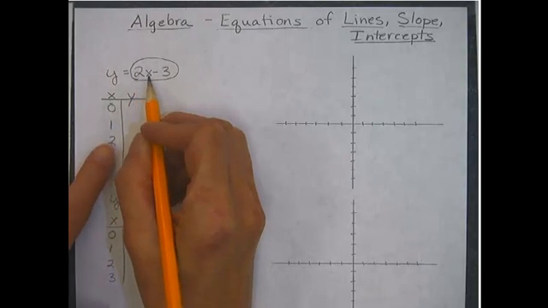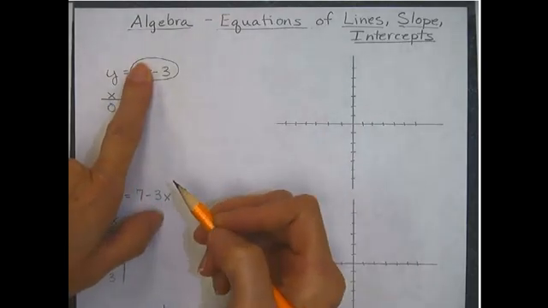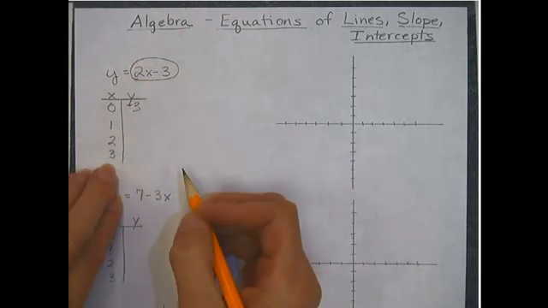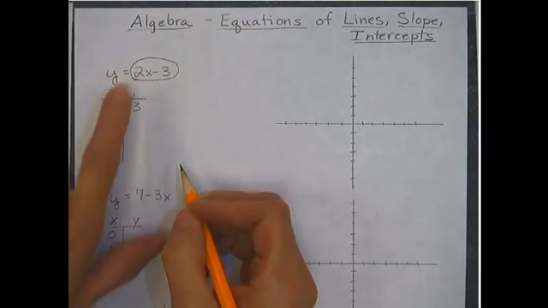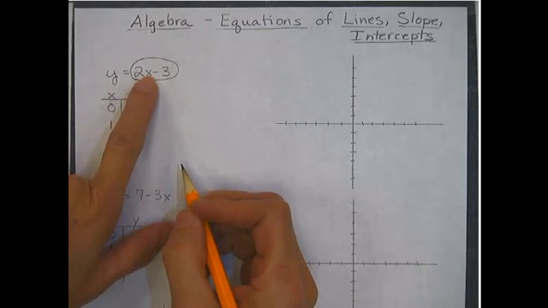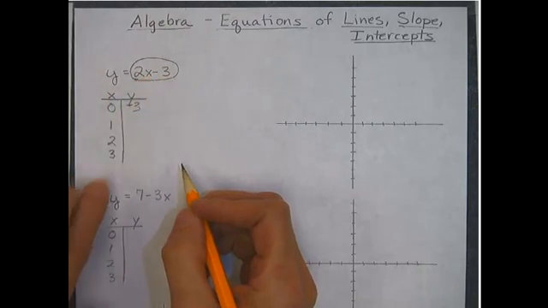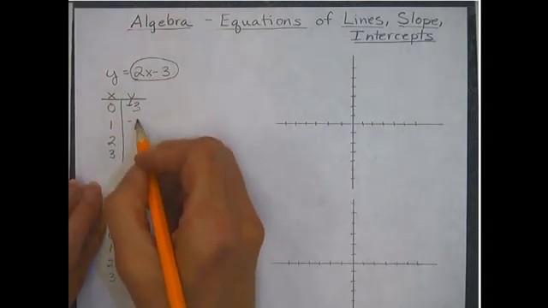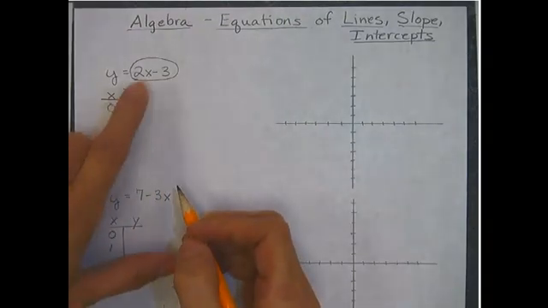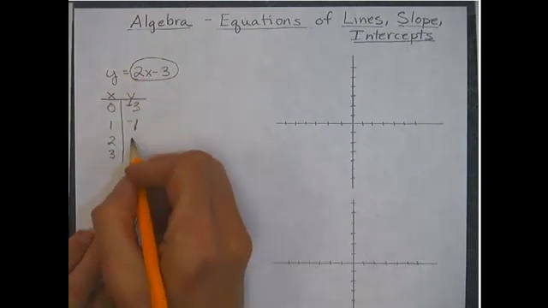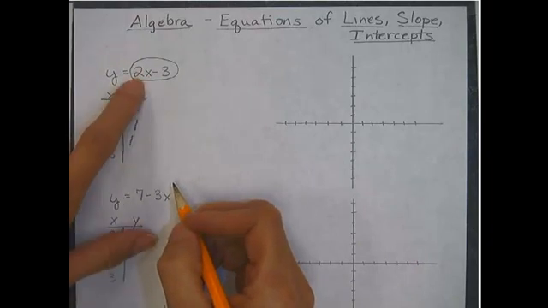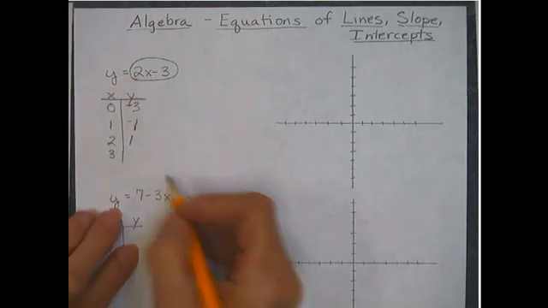So 2 times 0 drops out, and y automatically becomes negative 3. When I plug in 1 for x, 2 times 1 is 2, and 2 minus 3 is negative 1. When I plug in 2 for x, 2 times 2 is 4, and 4 minus 3 is 1. When I plug in 3 for x, 2 times 3 is 6, and 6 minus 3 is 3.